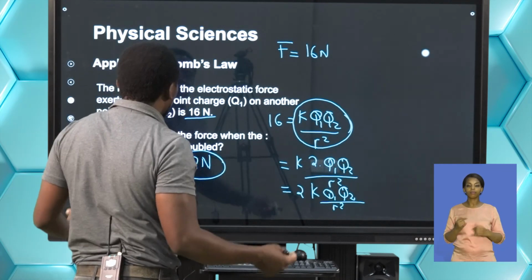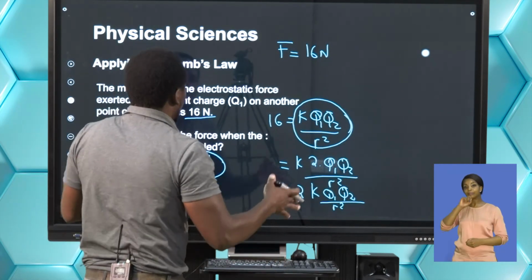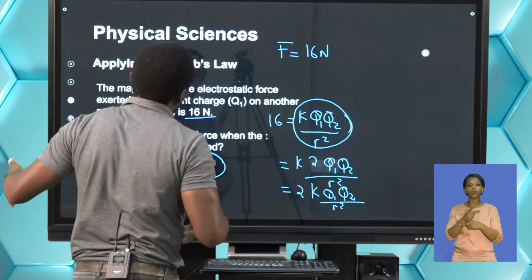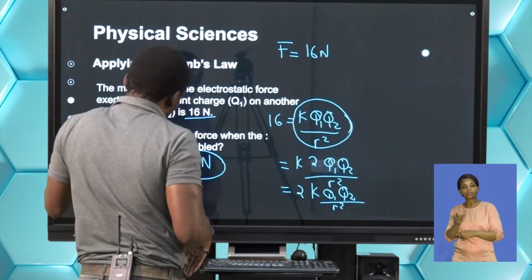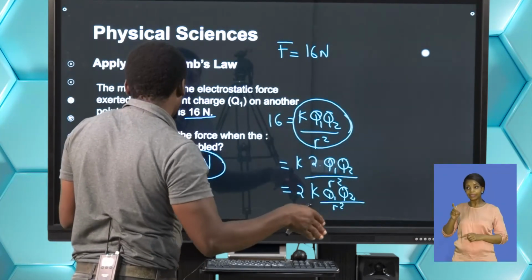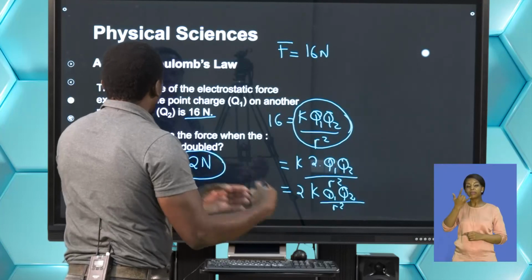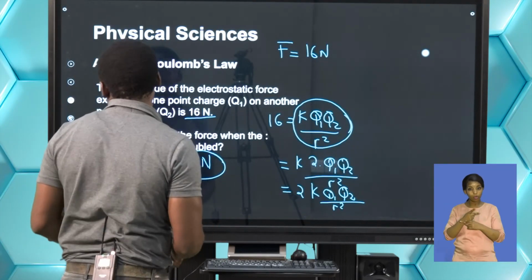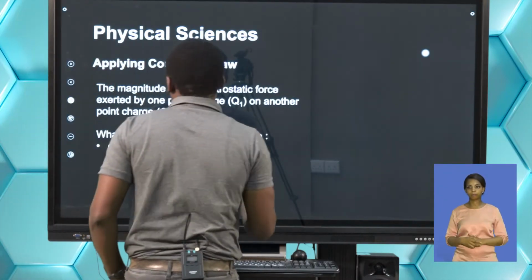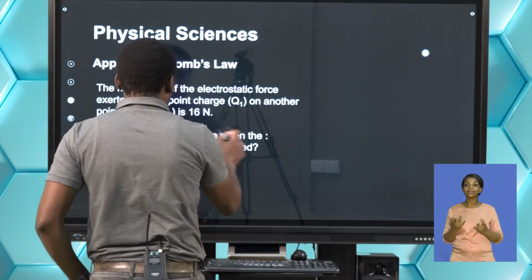That's what it means when you say the product of the charges affects the electrostatic force. So the electrostatic force is directly proportional to the product of the charges. So if we double the product, the electrostatic force will also be equivalently doubled, right? And then the magnitude of the electrostatic force, still the same, 16.